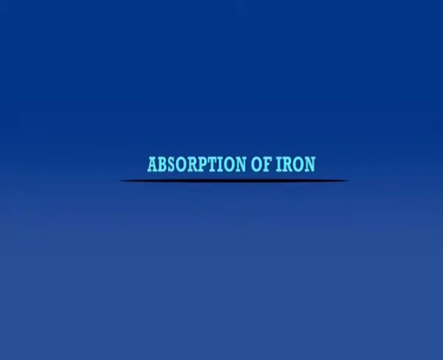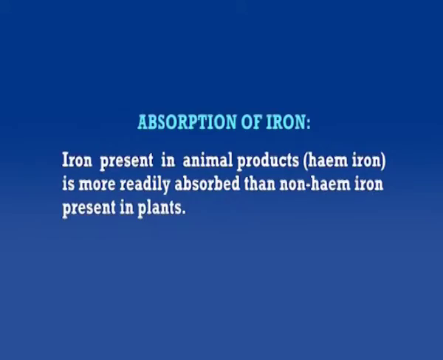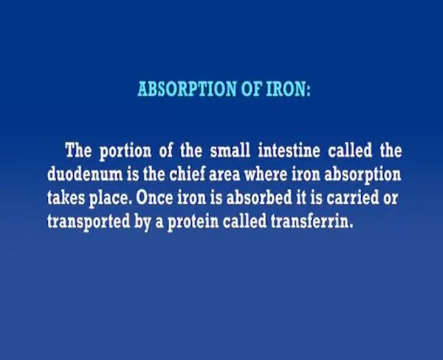Next is the absorption of iron. The absorption of dietary iron by the body is small. Many factors affect the rate of absorption, such as source of iron and presence of vitamin C in the diet. The bioavailability of iron varies depending on the kind of diets. That is, iron present in animal products, known as heme iron, is more readily absorbed than non-heme iron present in plants. Presence of ascorbic acid in the diet also promotes absorption. It reduces ferric iron to the absorbable ferrous state. The portion of the small intestine called the duodenum is a chief area where iron absorption takes place.